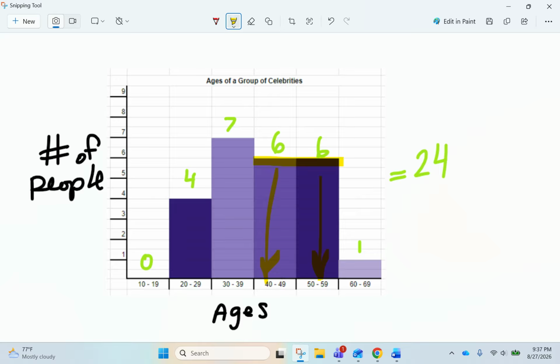How many total celebrities does this histogram represent? We already calculated that. We already added up each one of these bins. There are 24 total celebrities represented in this histogram.